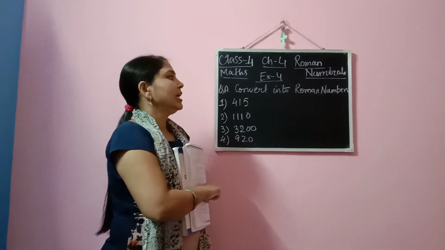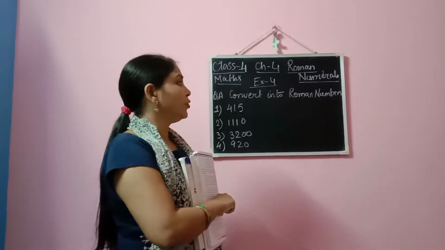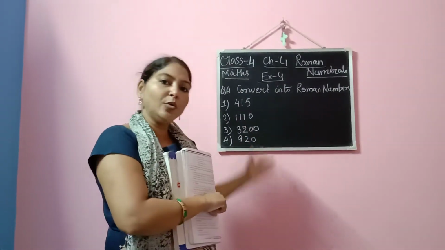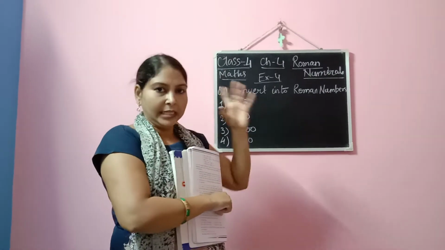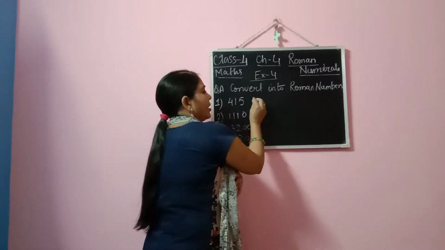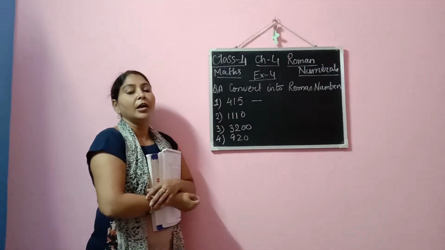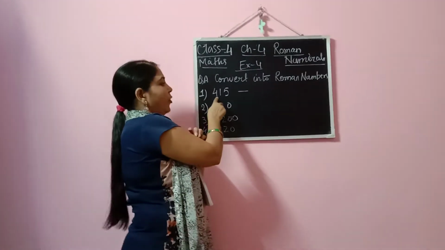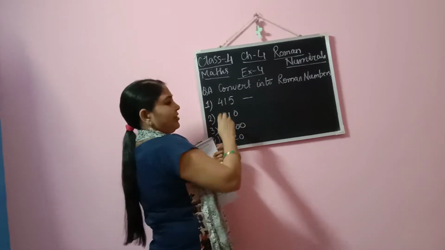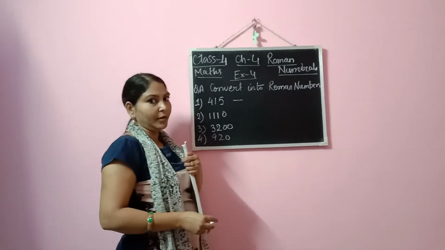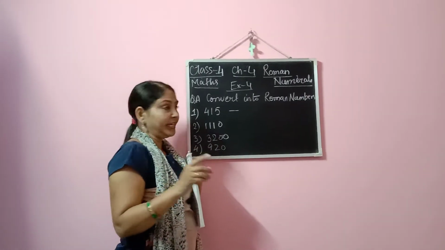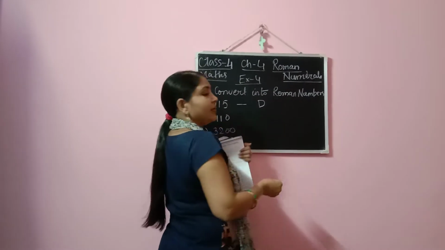The first question is to convert into Roman numbers. These are given in Indo-Arabic numbers, the numbers which we write in India. Now we are going to convert these into Roman numbers. It is 400 plus 15, so 415. How will we write 400, if you remember? What is the symbol of 500? D is the value of 500.